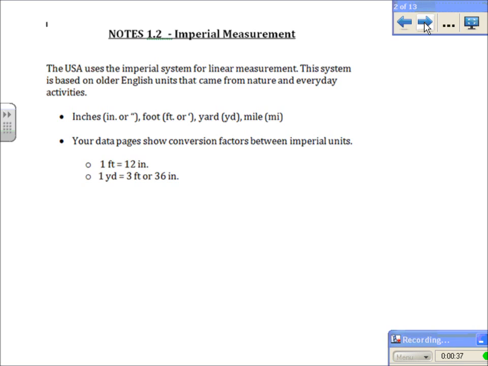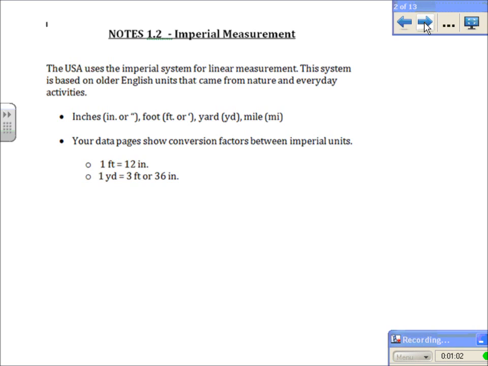Okay, the imperial system of measurement is commonly used in the UK as well as the US, and it uses different units. They come from really everyday activities or things that we can compare to in nature. So for example, the foot came from the average size of a person's foot. Here are some of the common units in the imperial system.